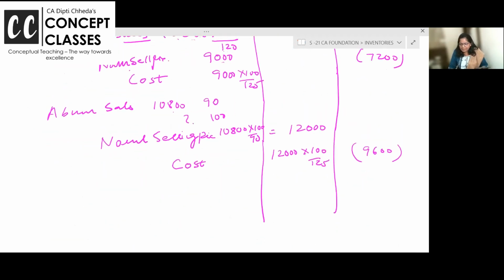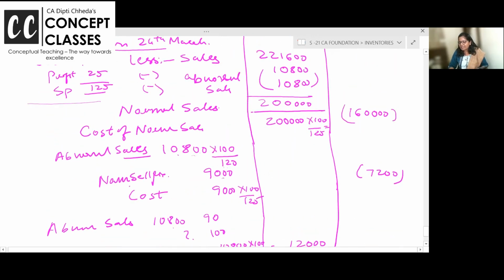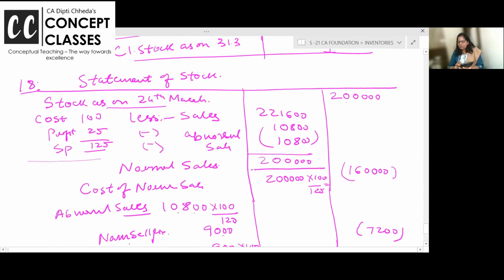I want to repeat. Are you all listening? Put the pen down for 2 minutes and listen. 10,800 is some abnormal sales. You know, one of my friend came. So I gave him at 90% of the selling price. So can I bring it at normal selling price? It's 12,000. And in normal selling price, how much is the GP? 125 and 25. Cost is 100. Can I bring it at cost? Answer is yes. Now you have it all ready.